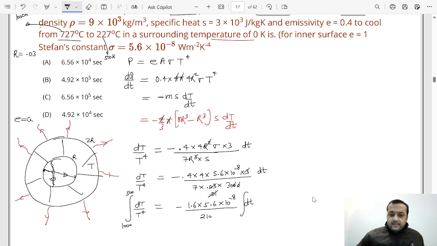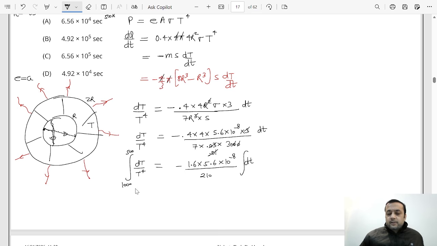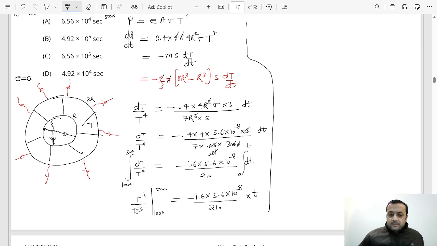Okay, so what is the integral that you are going to get? The integral of dT by T to the power 4 is T to the power minus 3 upon minus 3. This is the value, taken from 1000 to 500. So what does this value become? It becomes minus 1.6 into 5.6 into 10 to the power minus 8 divided by 210, and times t. Now it is just the question of putting the values. So this minus and minus will get cancelled, and 1 by 3 is left on the LHS.